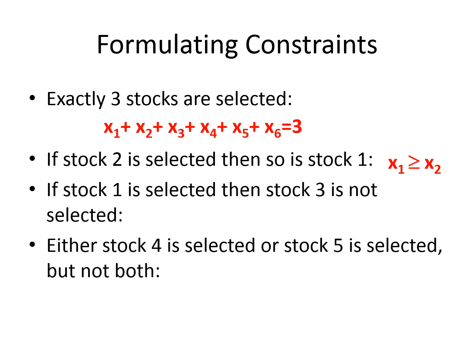If stock 2 is selected, then so is stock 1. That means this is a dependency relationship, so x2 depends on x1. You can write it as x1 minus x2 is greater than or equal to 0. If stock 1 is selected, then stock 3 is not selected, so you add them up, and the sum should be at most 1. Both do not have to be selected at all, but at most one of them will be selected. And finally, we have either-or: one must be selected, either this or that, but not both, obviously.